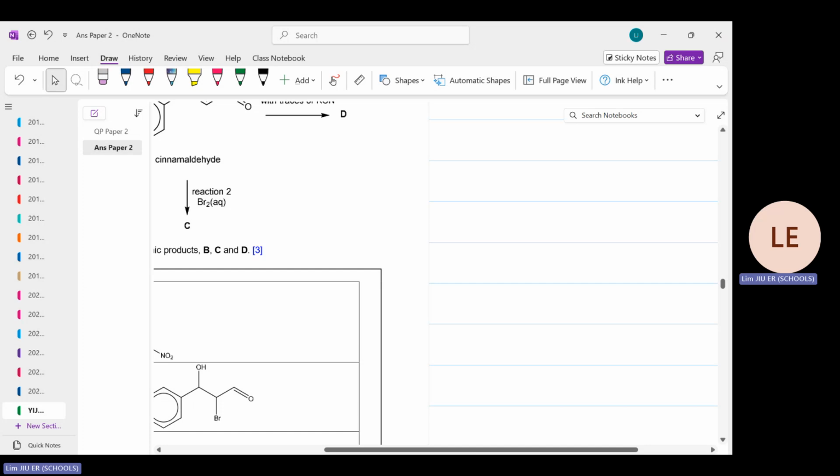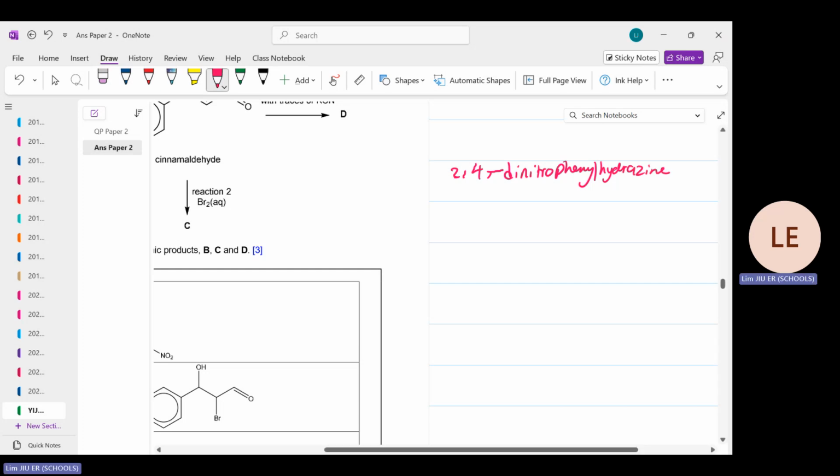2,4-DNPH, 2,4-dinitrophenylhydrazine. So I'm going to teach one time, you remember, and then after that you draw. So 2,4-DNPH, right? It's dinitrophenylhydrazine.